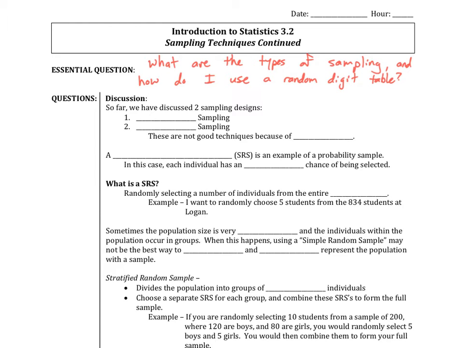All right, 3.2 is on sampling techniques. What are the types of sampling and how do I use a random digit table?